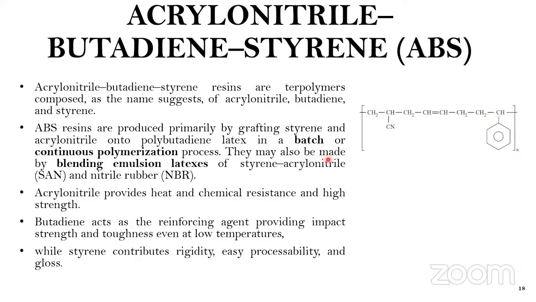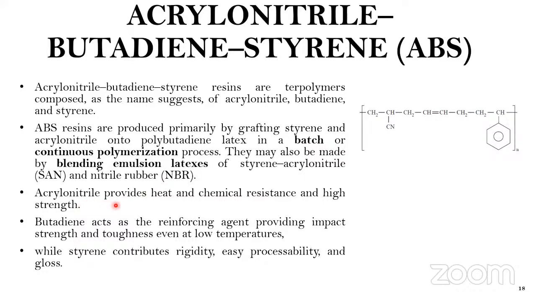They may also be made by blending in emulsion. They form in the emulsion polymerization latex of styrene acrylonitrile and nitrile rubber. So they do the blending in the emulsion polymerization of styrene acrylonitrile, that is your SAN, and NBR, that is your nitrile rubber. In that way, they produce the ABS.